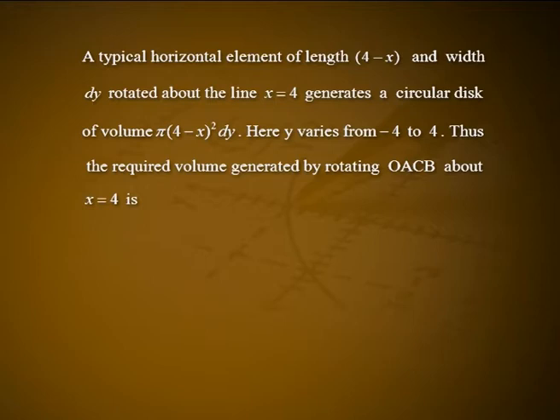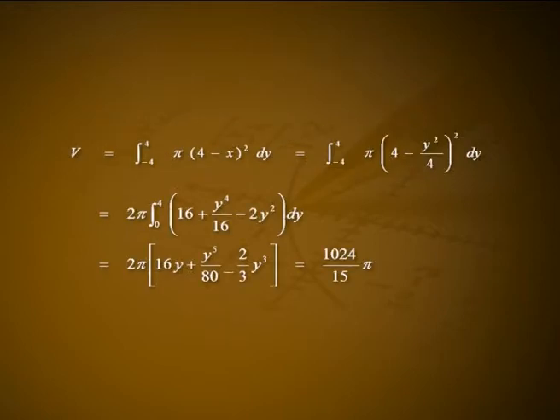Thus, the required volume generated by rotating OACB about x = 4 is V = ∫ from −4 to 4 of π(4 − x)² dy, which is equal to ∫ from −4 to 4 of π(4 − y²/4)² dy. That is equal to 2π ∫ from 0 to 4 of (16 + y⁴/16 − 2y²) dy, that is equal to 2π [16y + y⁵/80 − (2/3)y³], which is equal to 1024π/15.